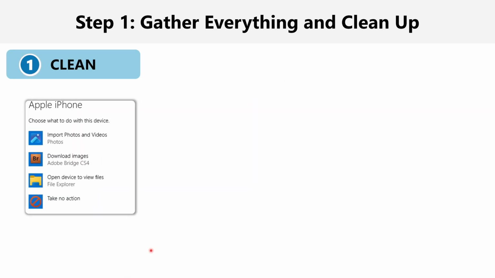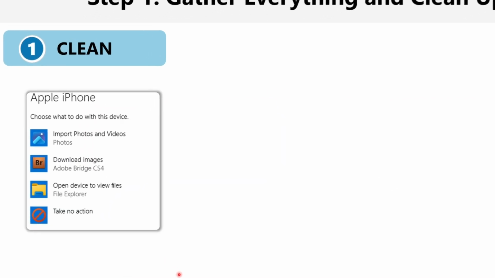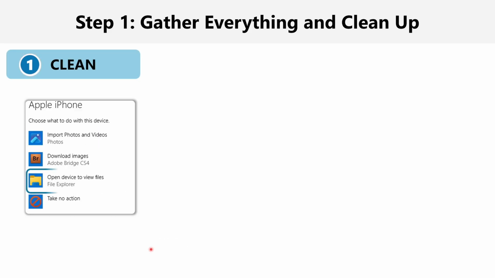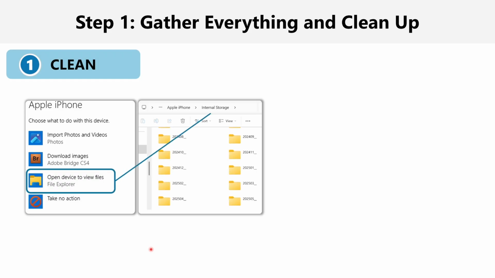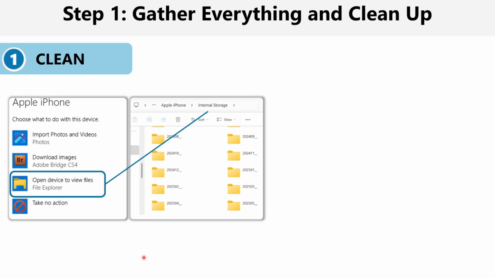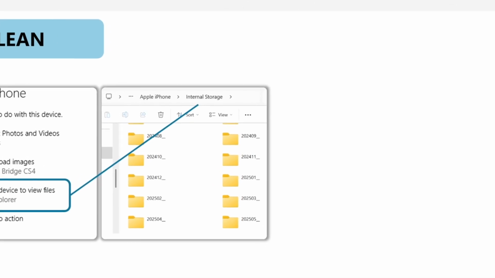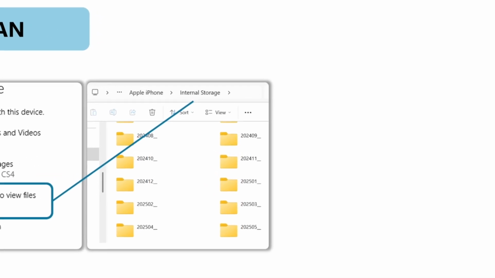If you're transferring from an iPhone via USB, avoid the Windows Photos app. It can be slow and could freeze if you have a large library. Instead, choose File Explorer and drag and drop the Internal Storage or DCIM folder directly to your computer. It may take some time if you have lots of files, but it's faster and safer.